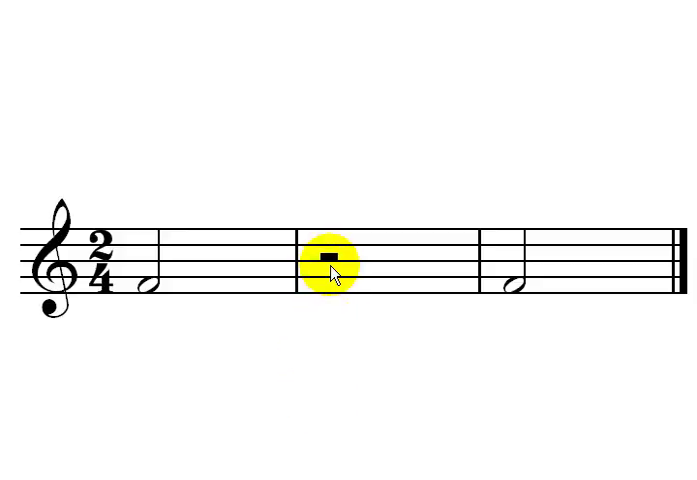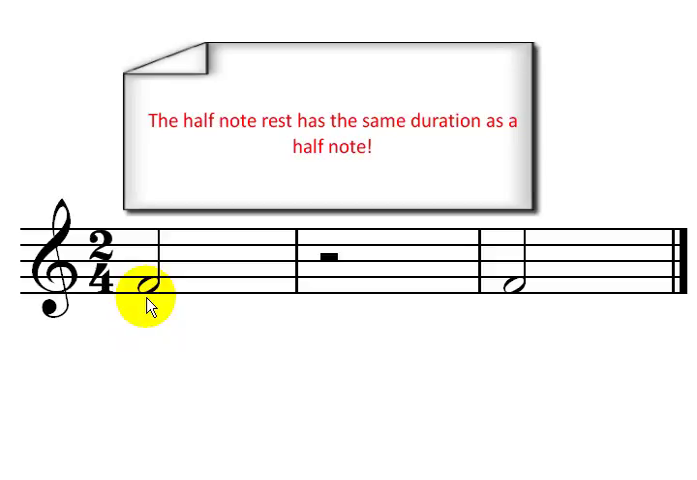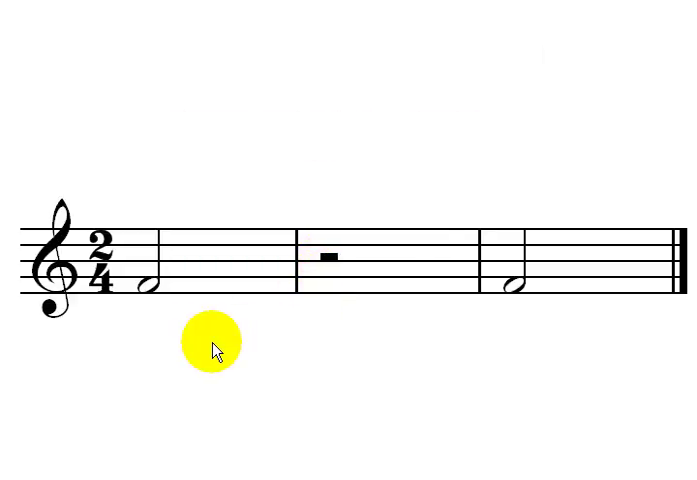As the half note rest has the same duration as a half note, you will hear the metronome counting while we have the rest. It will count twice if you listen carefully. So the metronome is going 1, 2, 1, 2, 1, 2. Let's take a listen. Are you getting the idea? Good.